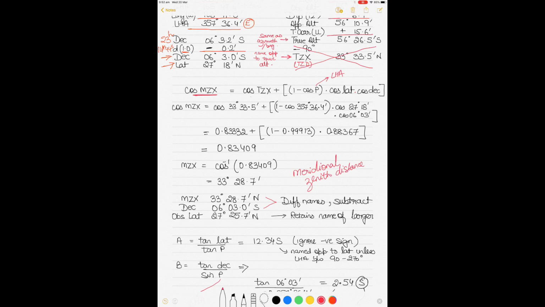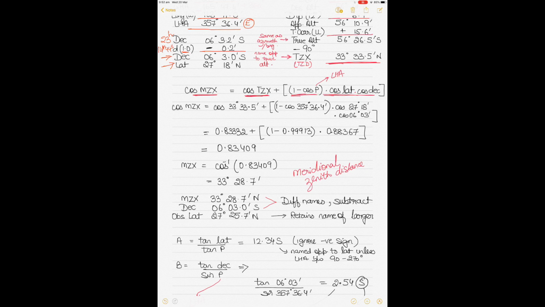All right. The formula is cos TZX. Oh, actually you need cos TZX. So again, my apologies. I think these days I'm not at the best of my game. So again, you need the TZX to put in the formula. Right, sorry about that. So the formula says you need cos TZX, 1 minus cos P. P is nothing but your LHA, and then times cos of lat and cos of declination.